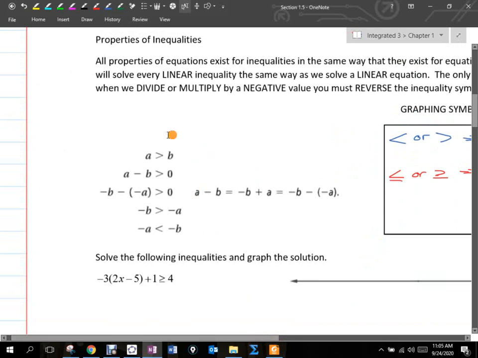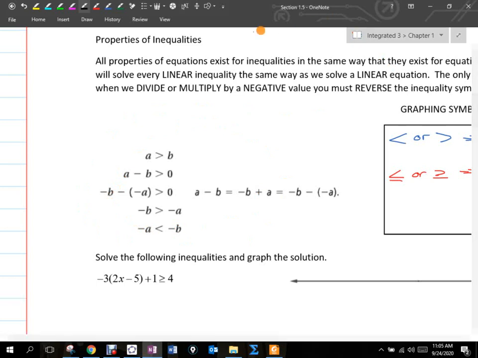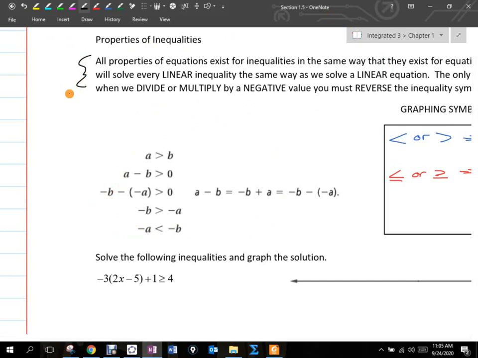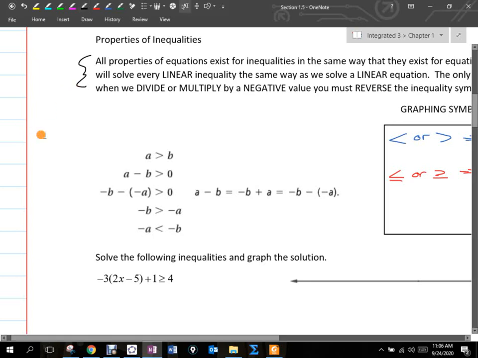I've got the proof or the explanation here of why we must reverse an inequality symbol when we multiply or divide by a negative, okay? I'm not going to get into that right now. Let's just get into some practice problems. And once we finish the practice problems and we get a good understanding of what we're doing there, maybe again on Monday we'll come back and actually talk about why we have to reverse that inequality when we divide or multiply by a negative, okay?